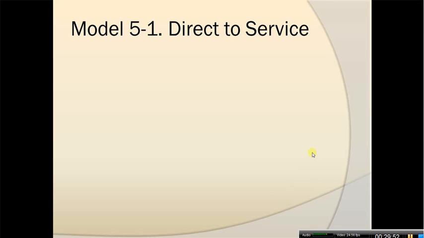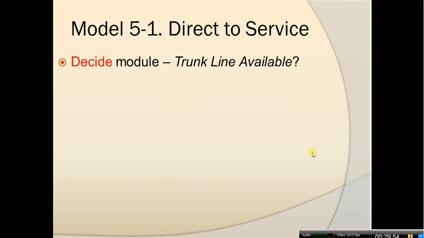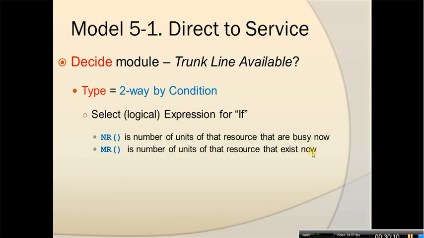So some of what we already did. After this, we have the decide module to check whether trunk lines are available. And so I want to review what we did. Here it was a two-way by condition. Before we had two-way by chance, so it's a new type of decide module that we introduced. And here we selected a logical expression where NR was the number of units that the resource has busy currently, and MR was the number of units that exist for that resource, or scheduled.